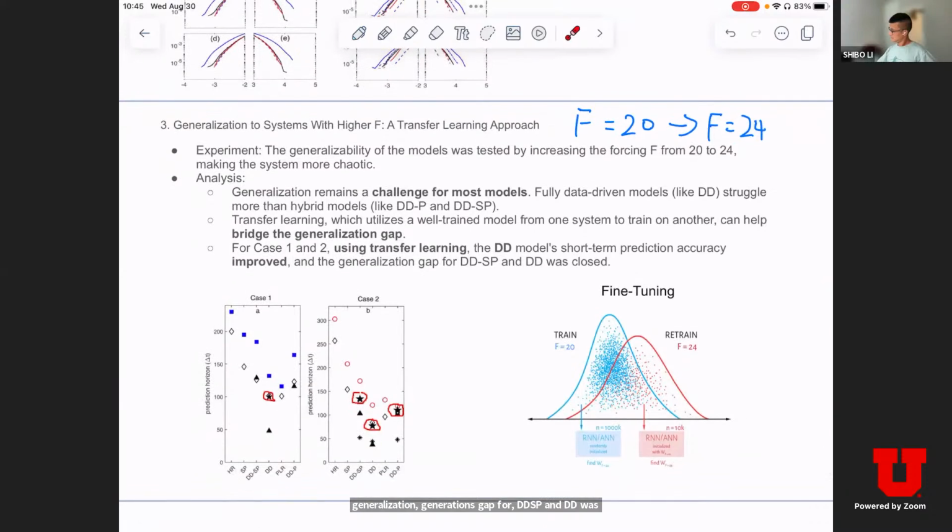For this one, actually, I didn't see how much accuracy they improved. They just say in the paper the generalization gap for DD and DDSP were closed.